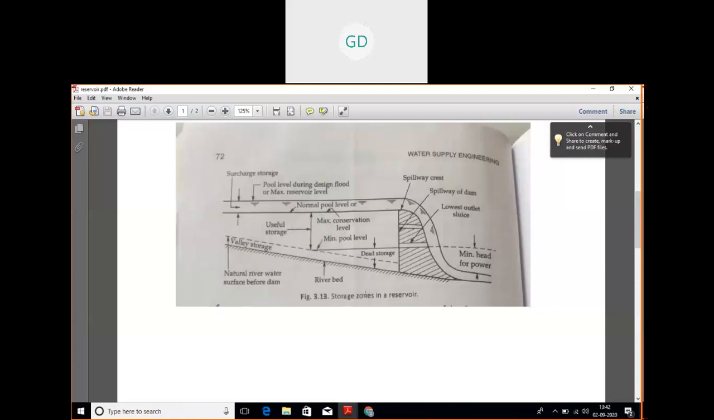And the water which is below the minimum pool level, that means below this, whatever water is stored there, that is your dead storage. That water is not useful because it is mixed with sand, gravel, all those things. So the water below the minimum pool level we consider as dead storage. That means it is not used, it is of no use.